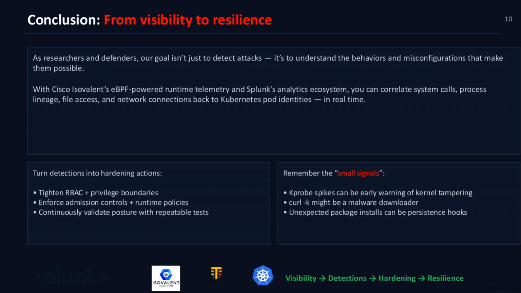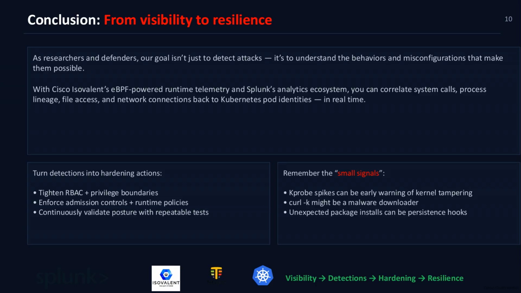In conclusion, our journey from visibility to resilience focuses on understanding not only the attacks but the underlying behaviors and misconfigurations that facilitate them. Leveraging Cisco Isovalent's eBPF-powered telemetry combined with Splunk's analytics, we're able to correlate system calls, process lineage, and network activities back to Kubernetes pod identities in real time, enhancing our observability. To transform detections into actionable security measures, we must tighten role-based access control, enforce admission controls and runtime policies, and continuously validate our security posture with repeatable tests.